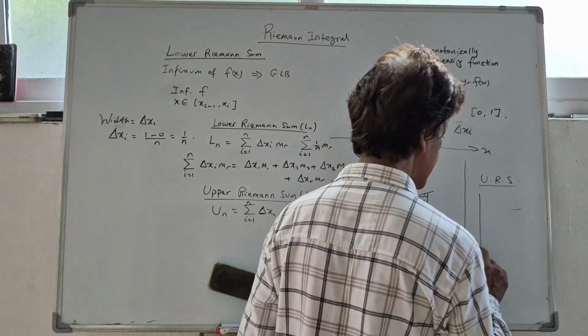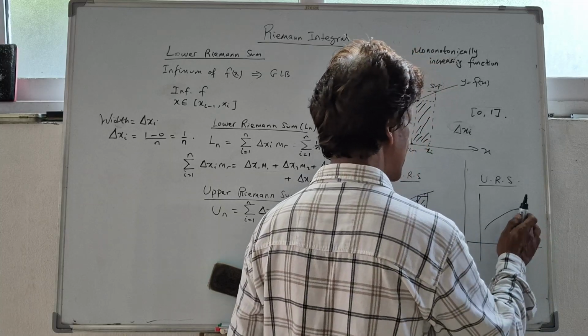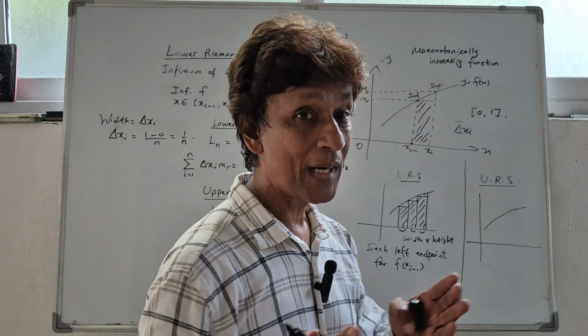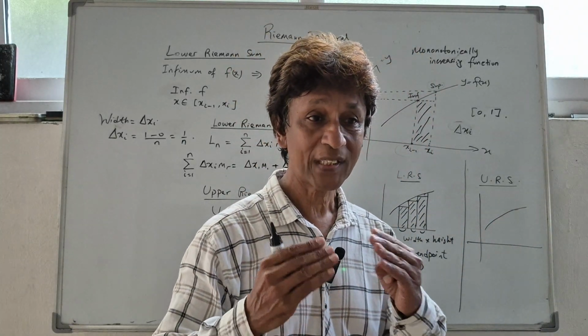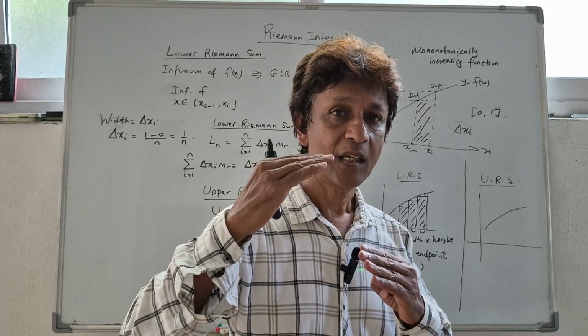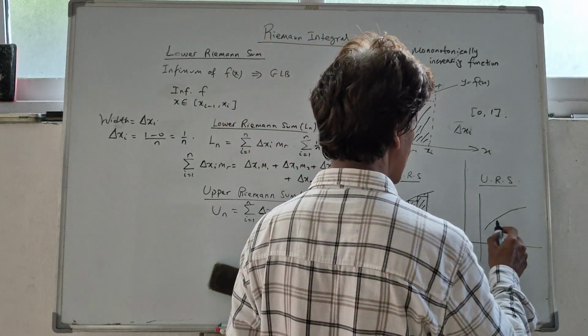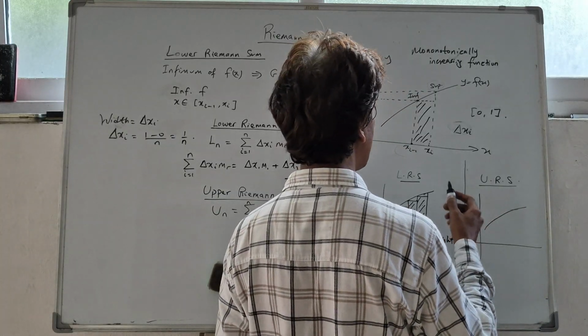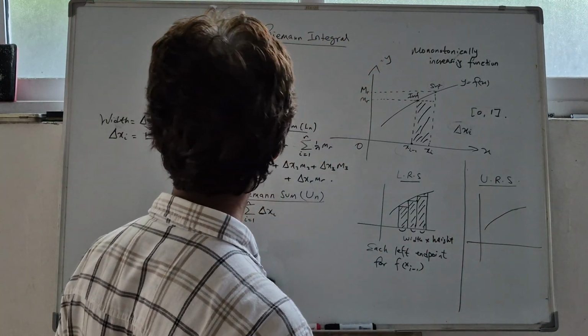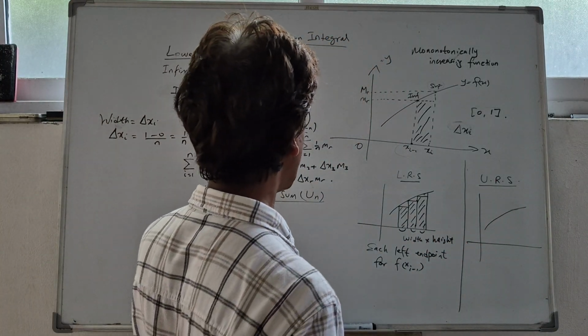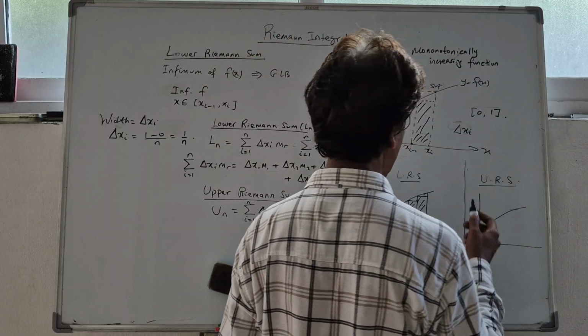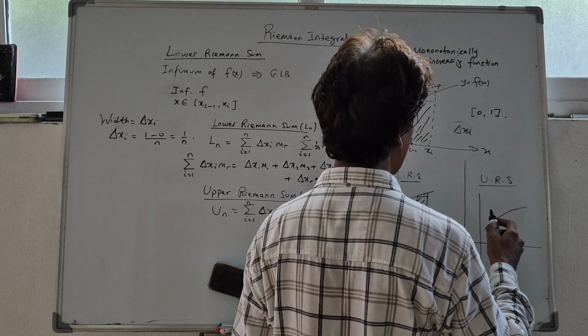Now for that, I'm going to take the same curve, but this time we're going to take the rectangles whose heights lie above the curve. So how do we do this? Remember, we took the left-hand point. Okay, we took the left-hand points to get the lower sum. Now we're going to take the right-hand point.